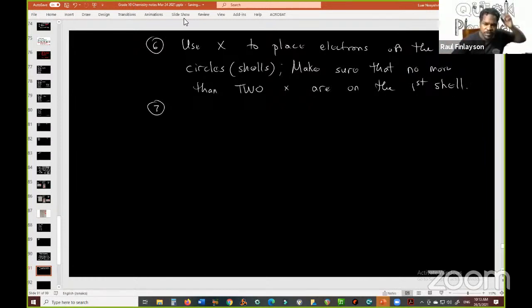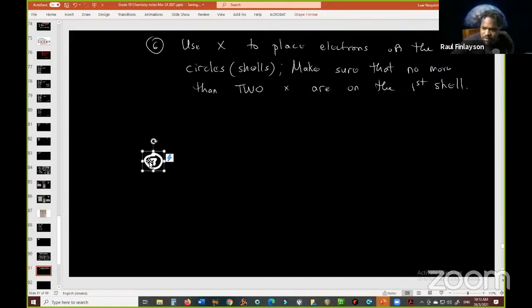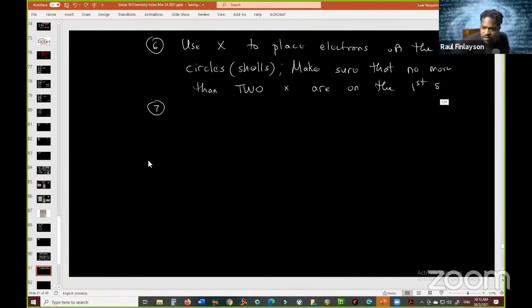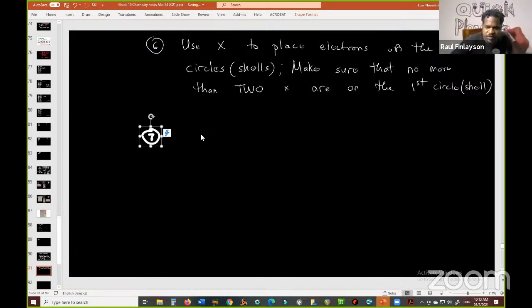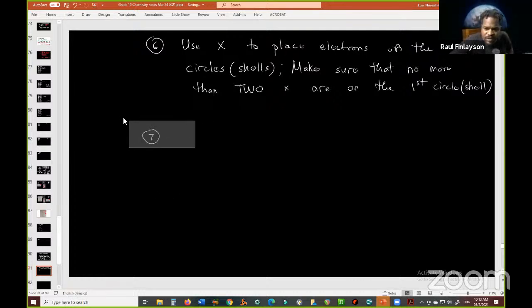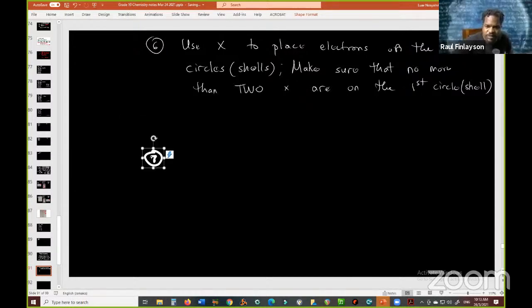Make sure that no more than 2 X's are on the first shell or circle. Let me go back and put circle. That's shell in bracket. If the first shell has more than 2, the number of X's should be the same. One more statement for number 6.